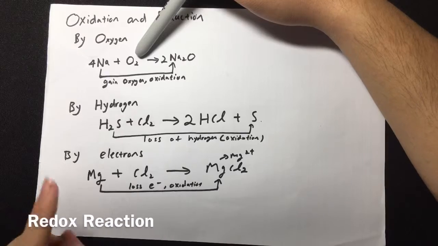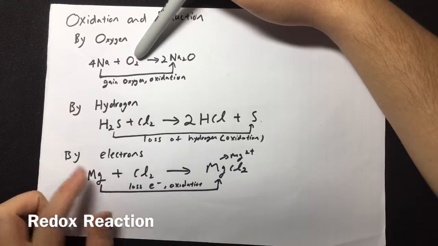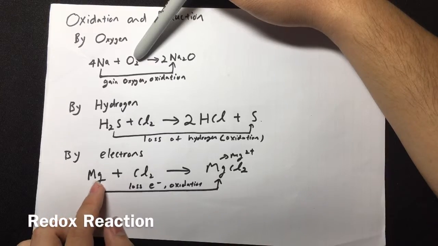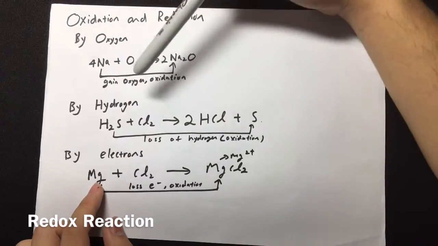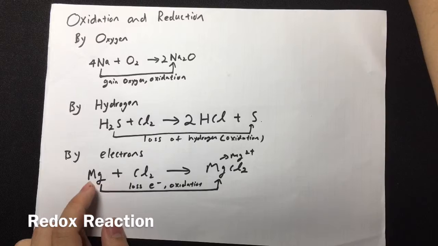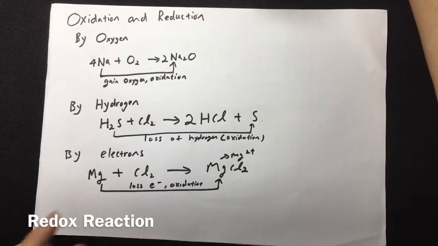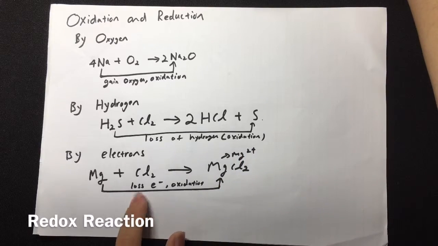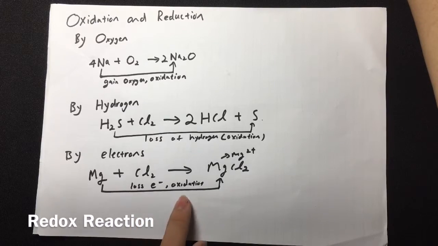And the second last method is called by electron. If you analyze this equation, magnesium at the very start, the reagent, has no charge. It initially has no charge, but after the reaction it becomes Mg2+. That means it loses electrons. So the moment you know that it loses electrons, it must be oxidation.